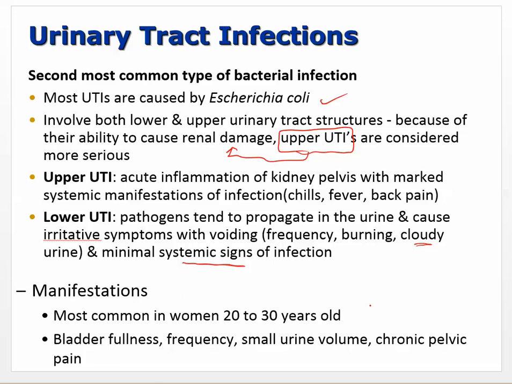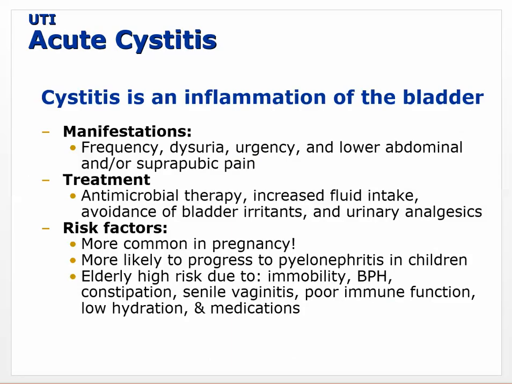So manifestations more common in women 20 to 30: bladder fullness, frequency, small urine volume, chronic pelvic pain. These are some of the things that you can see. Your bladder will feel like it's full, maybe even if it isn't. Your frequency will increase because you're going to want to void more, but there's not going to be very much urine, and you're going to, in general, feel pain in the pelvic area or wherever it is.